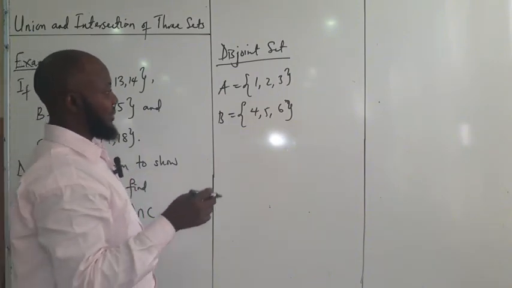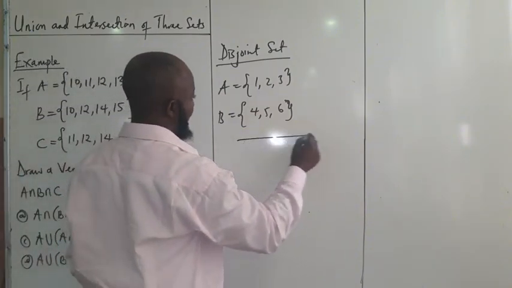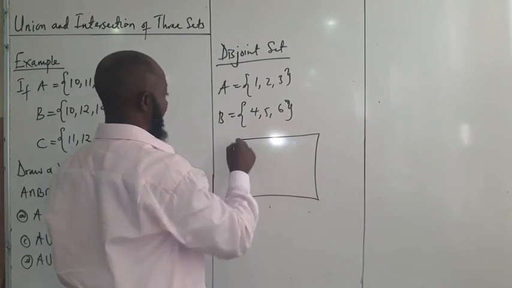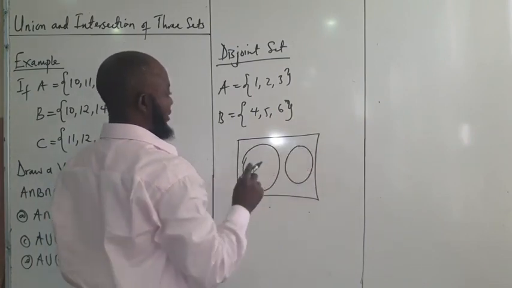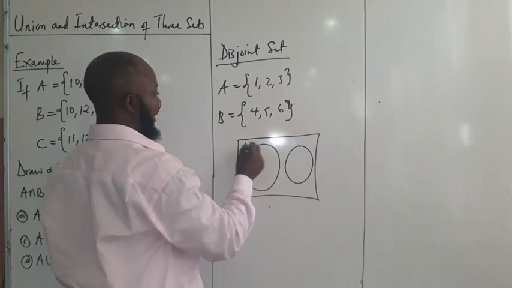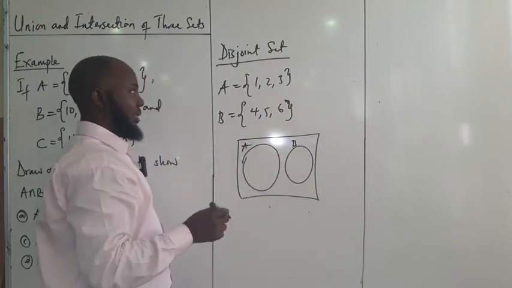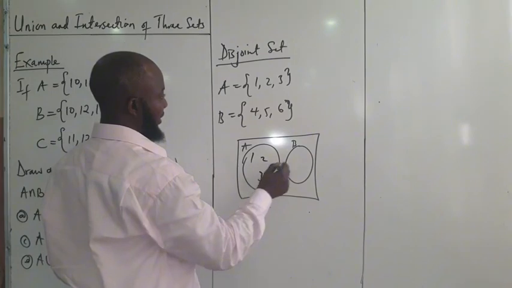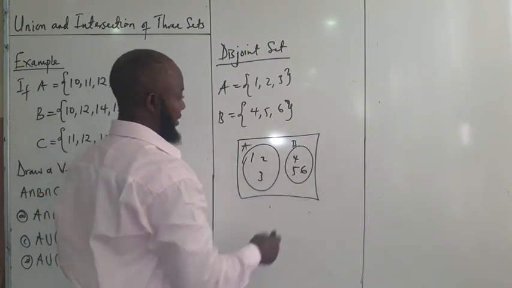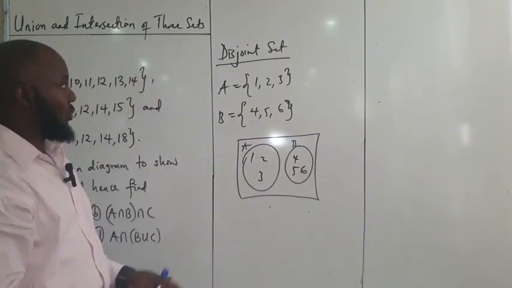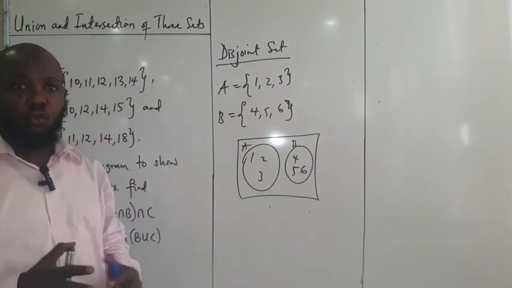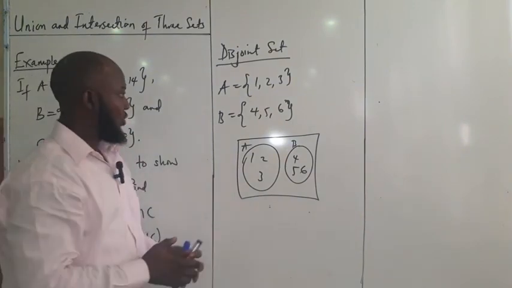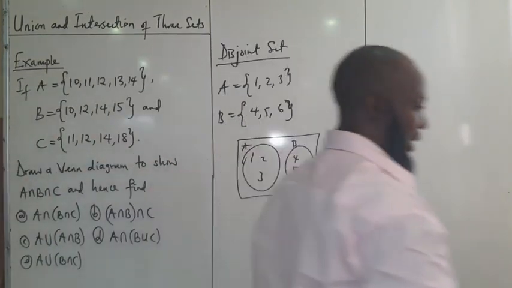If you want to represent this on the Venn diagram, this is how it's going to look. This is A and this is B. They are two different things, and they are not intersecting. We have 1, 2, 3, and we have 4, 5, 6. I hope this is very clear. So this is for disjoint sets, when two sets have no common elements. Let's now go into today's class.